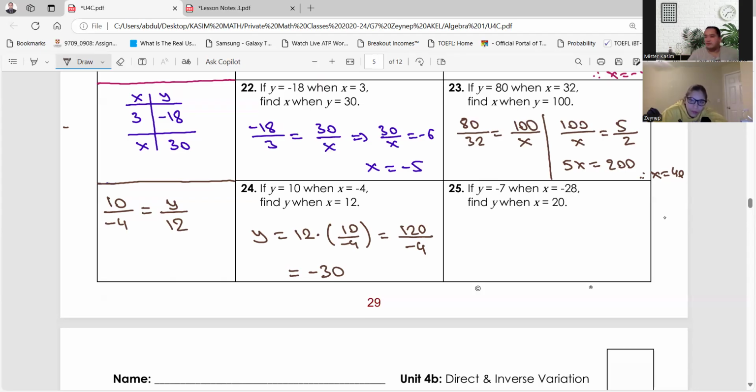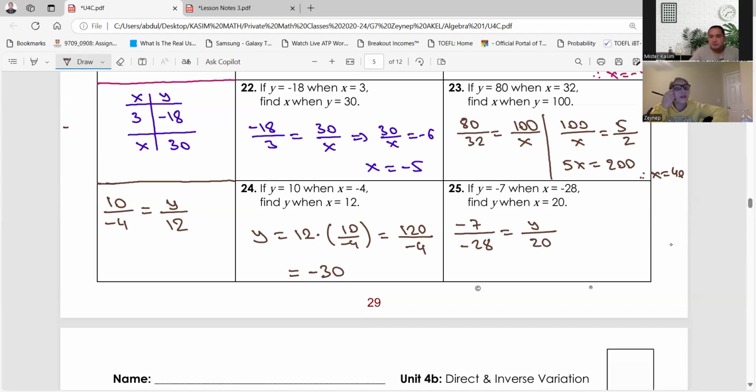Do the last question, 25. If y equals -7 when x equals -28, find y when x equals 20. So -7 over -28 equals y over 20. That's correct.